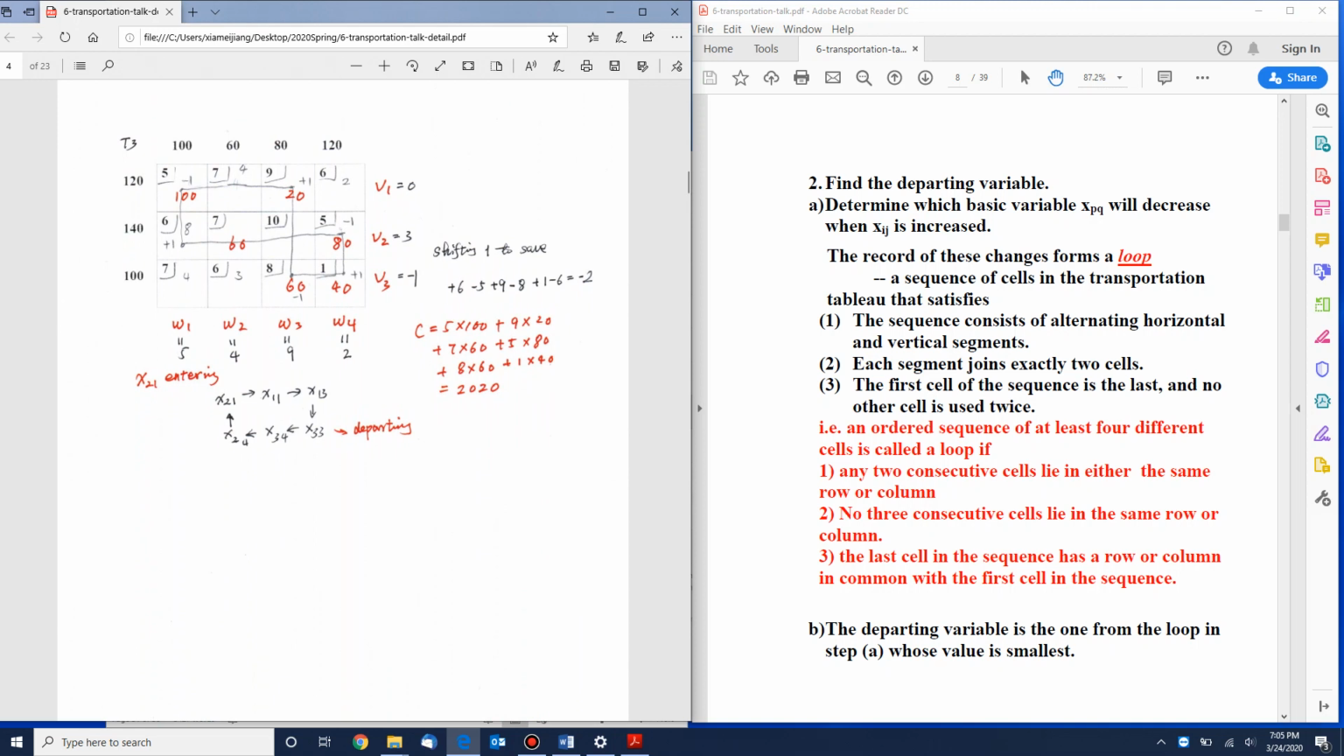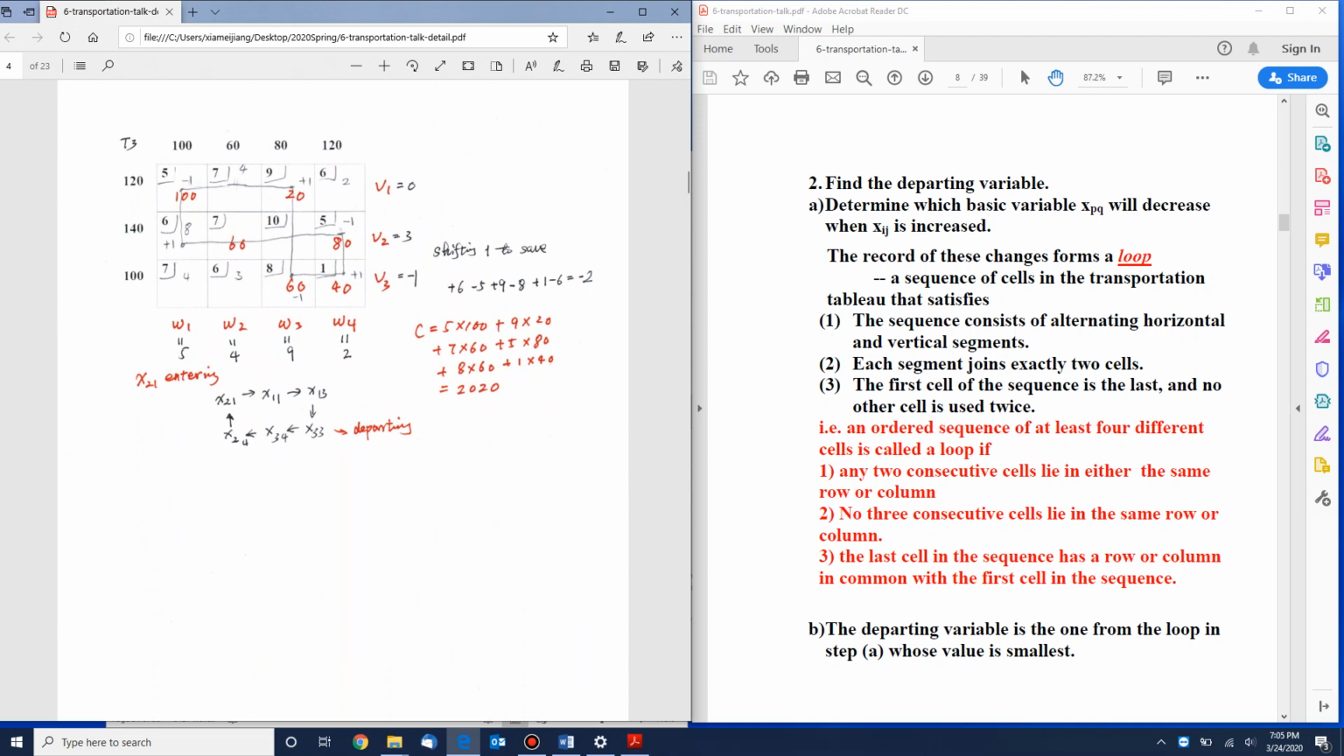So whenever it's like this, I normally set V1 equals 0. When V1 equals 0, I can easily get that W1 equals 5, W3 equals 9. And then from W3 equals 9, I can get V3 equals minus 1. When I have V3 equals minus 1, we can get that W4 equals 2, because 2 minus 1 plus 2 equals 1.